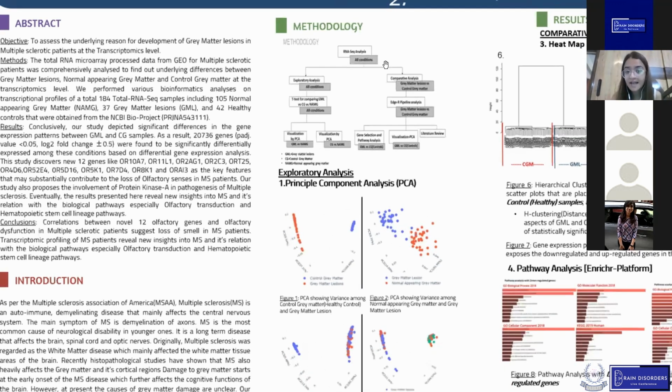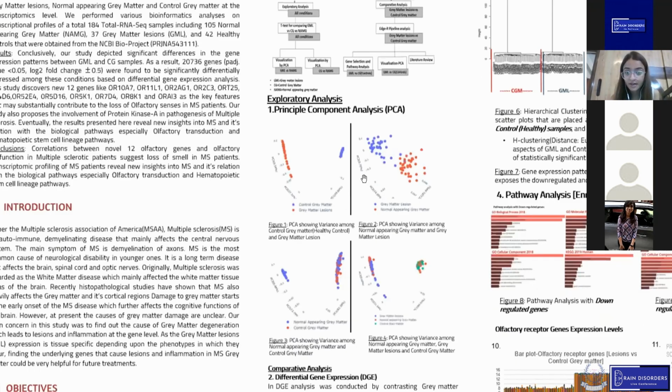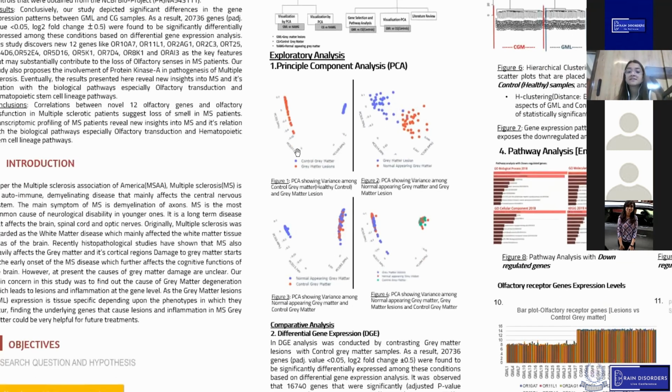For the exploratory analysis, you can see the PCA I did over here. The first PCA shows the variance among control gray matter and gray matter lesions. The second shows the variance among normal appearing gray matter and gray matter lesion samples. Similarly, the third shows normal appearing gray matter and control gray matter, and the fourth shows all three. It is very evident in the PCA analysis that the most variation was seen between group 1, that is control gray matter and gray matter lesion. That is the reason why I carried my analysis forward and concentrated only on this group, because they showed the maximum variance at the transcriptomics level.